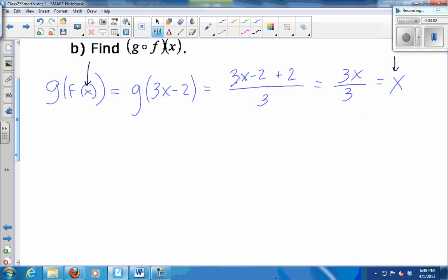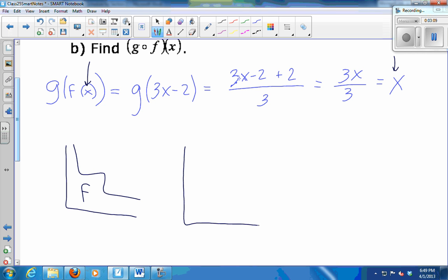So if I were to do it with the two function machines, I'd have f first, then g. If I plug an x into the f machine, I get 3x minus 2. Plug that into g, and we get x back out. So what went in came out in the round trip.